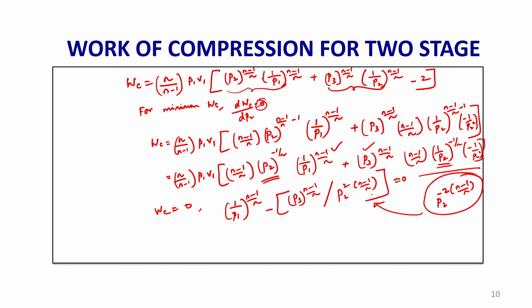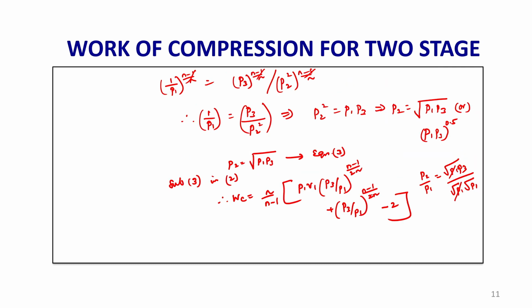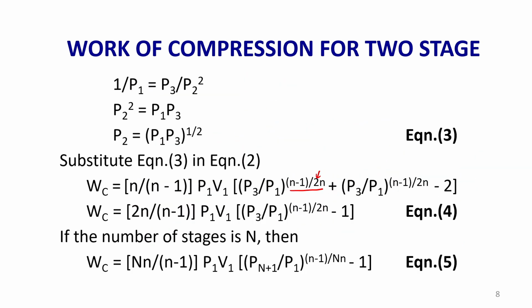Again, how did I get this 2n? P2 squared is P1 into P3. Therefore, P2 is the square root of P1 into P3, that is P1 into P3 to the power of 1 by 2. To simplify, we can write P1 as square root of P1 into square root of P1. One square root of P1 gets cancelled, and the square root of P3 can be written as P3 to the power of 1 by 2, multiplied by n minus 1 by n. So, we get n minus 1 by 2n. Okay, this is the work of compression.